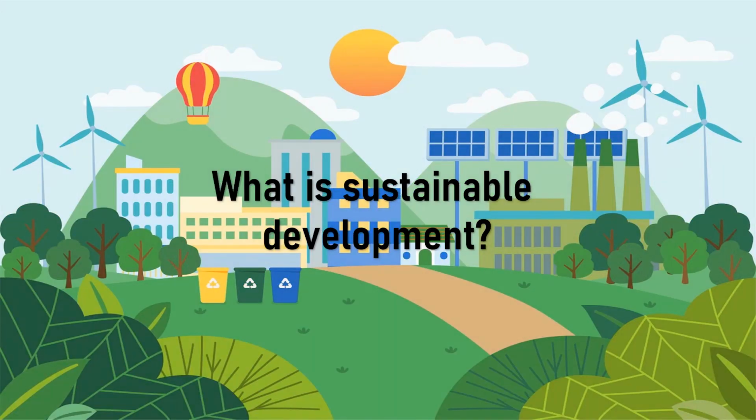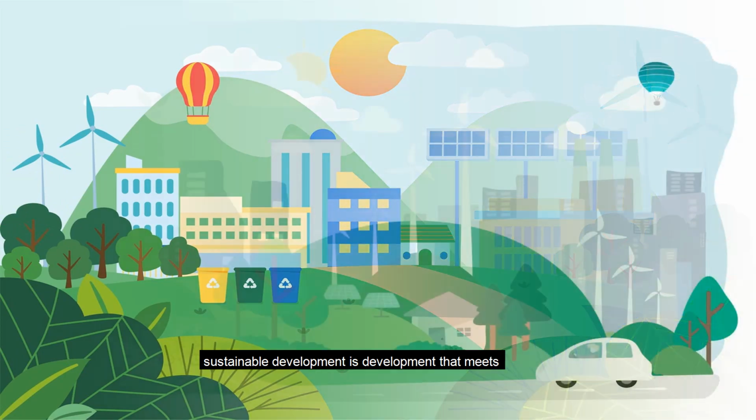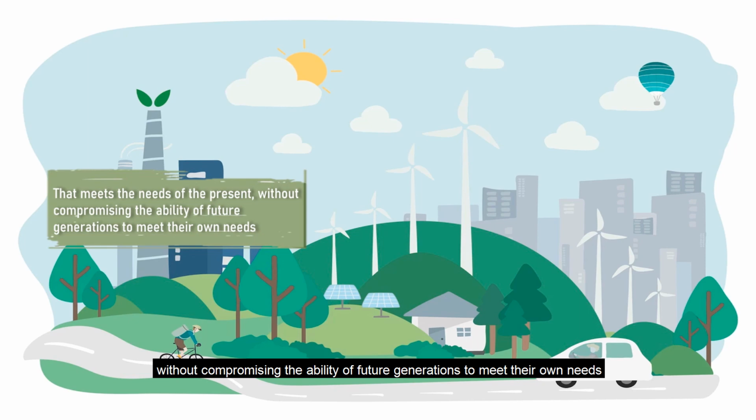What is sustainable development? Sustainable development is development that meets the needs of the present without compromising the ability of future generations to meet their own needs. The concept of sustainable development can be interpreted in many different ways, but at its core is an approach to development that looks to balance different and often competing needs against an awareness of the environmental, social, and economic limitations we face as a society.